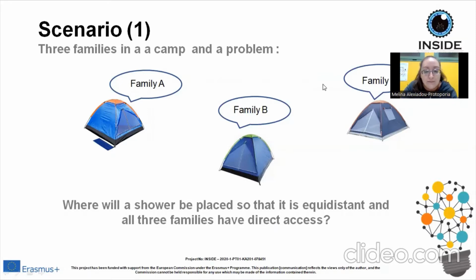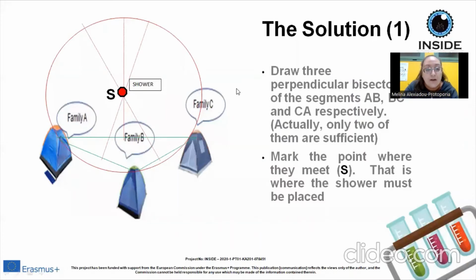In order to solve it, we ask them to draw lines and find the middle of each line, and then connect the middle of those lines to the S point, and this is the point where the shower will be placed.